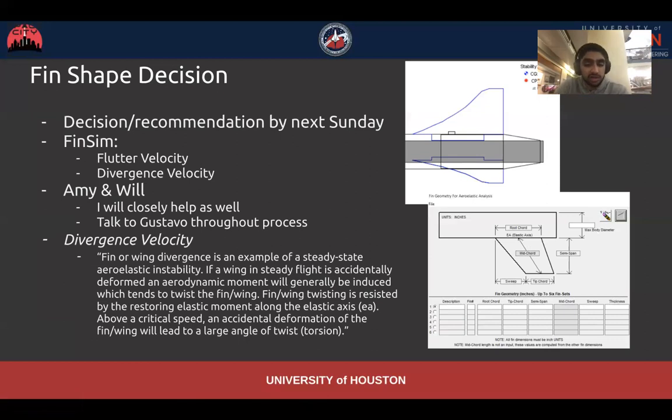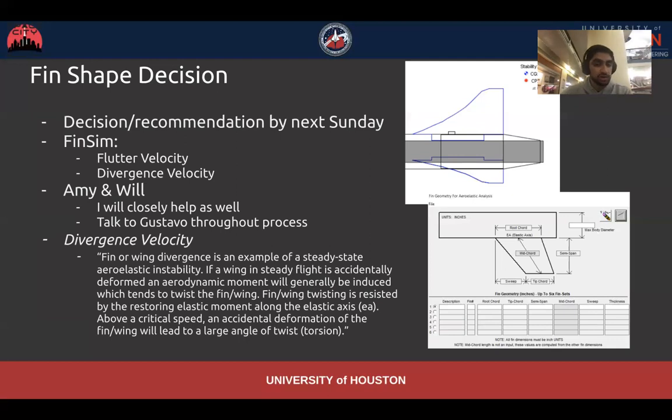And I saw somewhere, as I was trying to figure out what this was, that it does have the possibility to also just completely twist and rip your fins off. So definitely a big concern. But I think with using FinSim, we should be able to account for it and then explain why our fin shape and our number of fins has been designed for that.